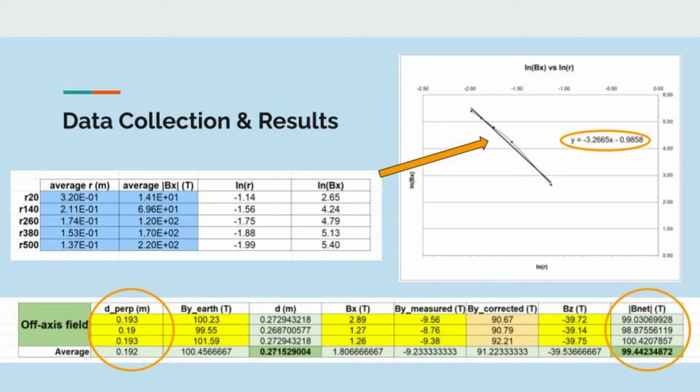As you can see, the graph data is almost linear, and the equation for the line of best fit is displayed, which is y equals negative 3.2665x minus 0.9858. These values will become important when we make calculations for the computational model. At the bottom, the data is displayed from the second configuration of the smartphone and magnet, where the total distance d and net magnetic field are displayed.